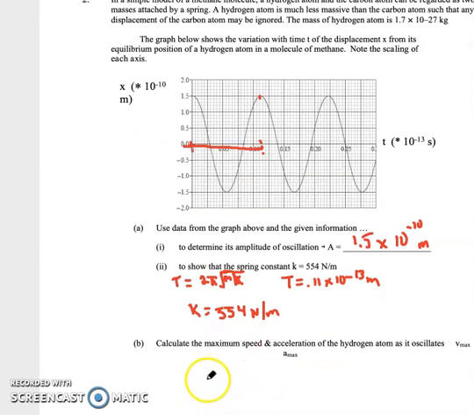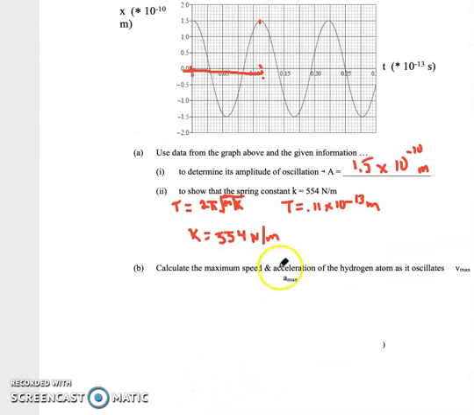Next, calculate the maximum speed and the maximum acceleration. We've done this quite a bit in homework. The equation for Vmax is simply this, and I hesitate to write it like this because I don't want you to think you have to memorize this. You don't. This can be gotten from conservation of energy. In other words, the maximum elastic potential energy at the beginning is going to equal the maximum kinetic energy when x equals 0.